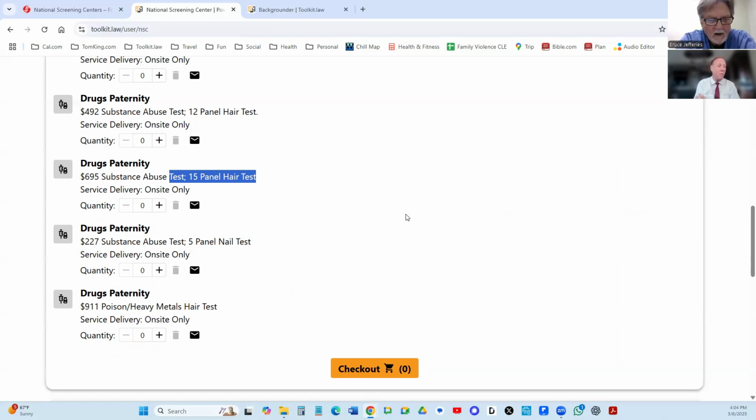So we look up in our book and say, well, 15 panel will cover kratom and ketamine or Suboxone. So then you have that availability to look for that specific drug in a 15 panel, but you're still going to get all the others with it, all the street drugs up to a 15 panel.